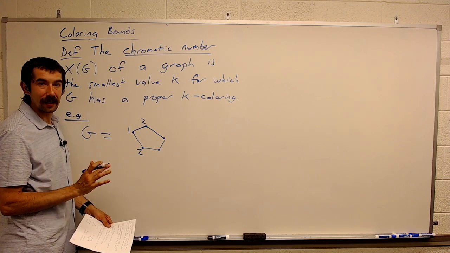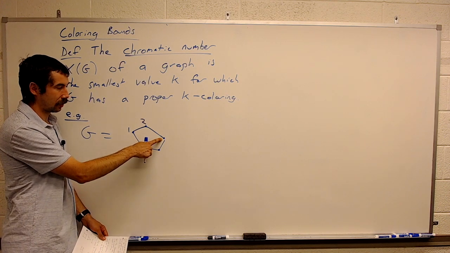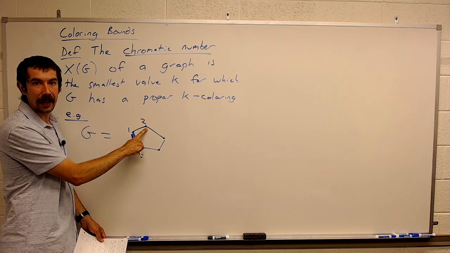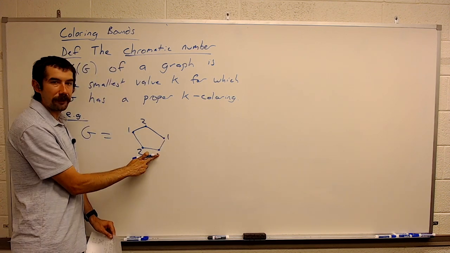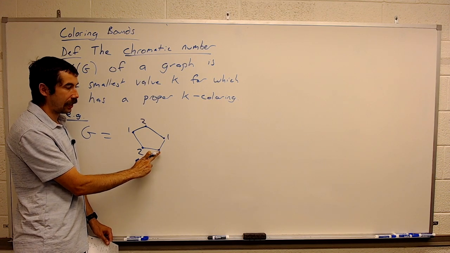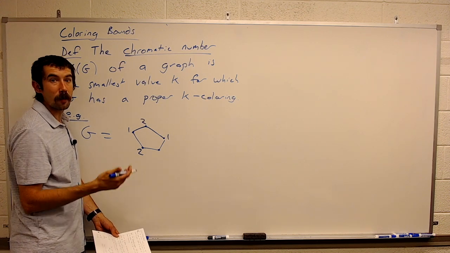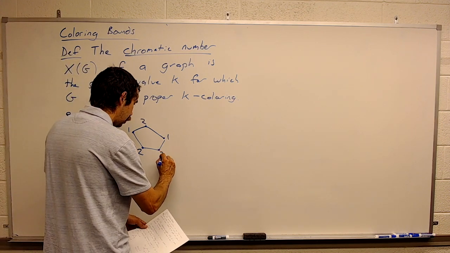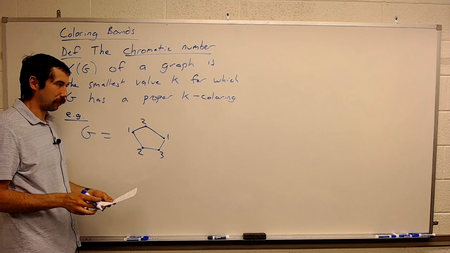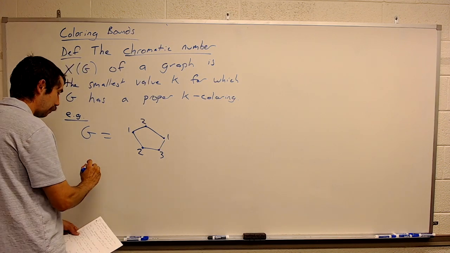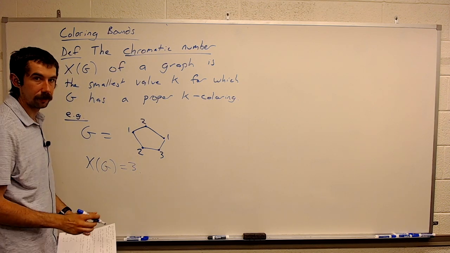And again, we're going to try to color this in 2 colors. But what happens now? This vertex is neighbors with 2. So we can't label it 2, but we can label it 1. And now we're left with this last vertex here. It's neighbors with both a 1 and a 2. So we can't color it with a 1 or a 2. We have to introduce a third color, 3. And that's the best we could do. So in this case, our chromatic number is 3.